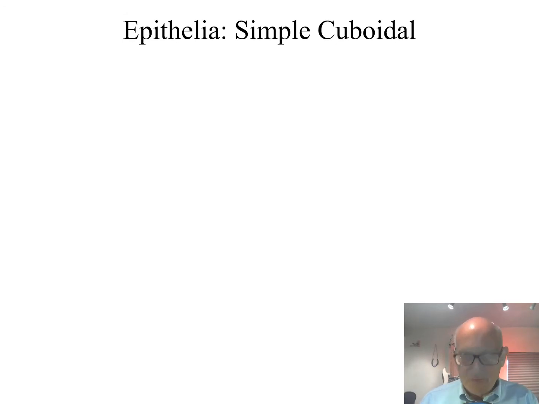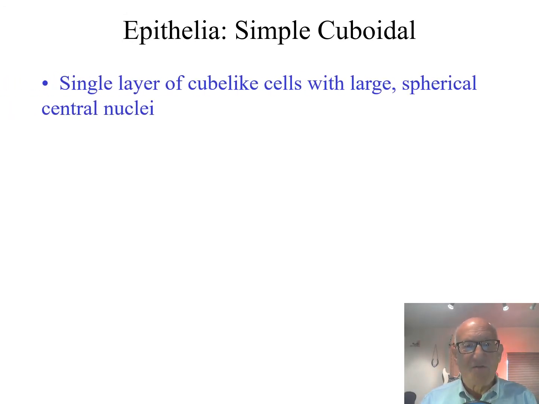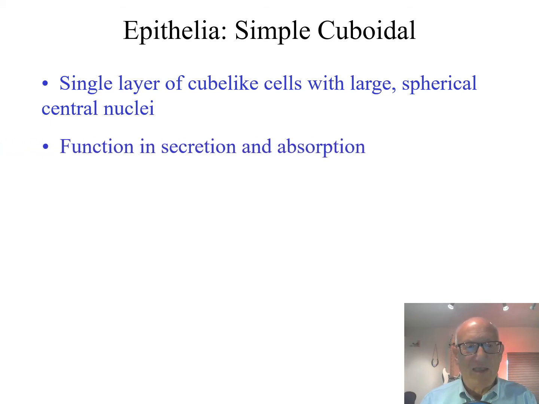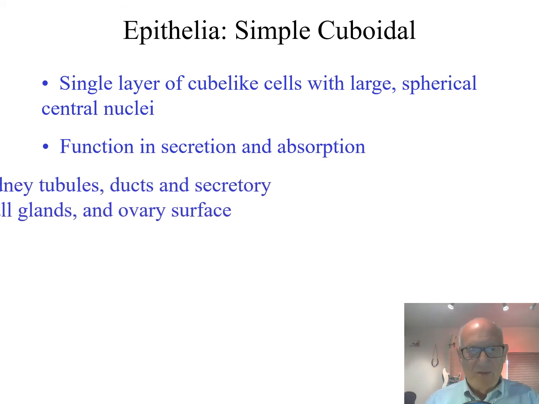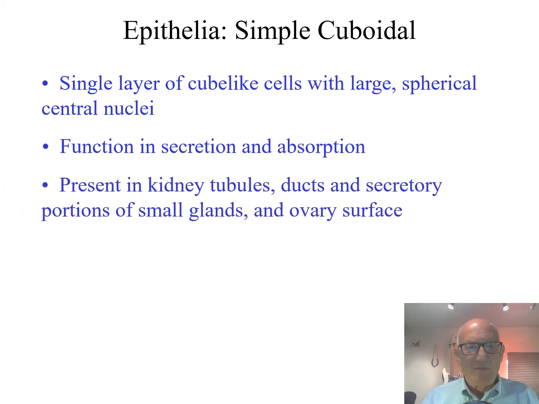Next, we have simple cuboidal tissue, a single layer of cube-like cells with large spherical central nuclei. They function in secretion and absorption. We find them in abundance in kidney tubules, the ducts and secretory portions of small glands, and the ovary surface.